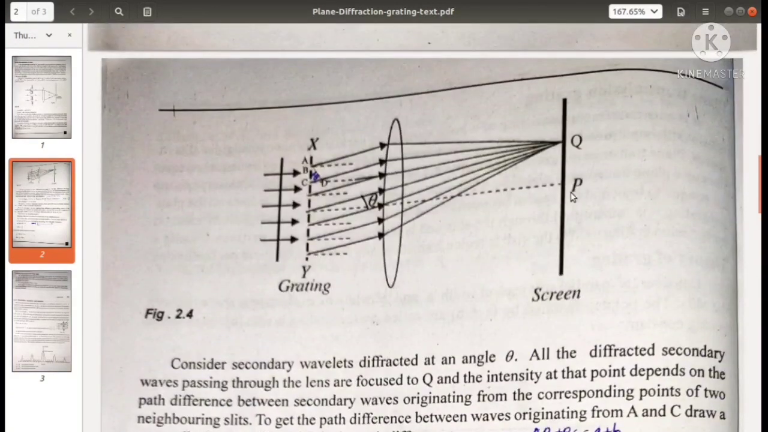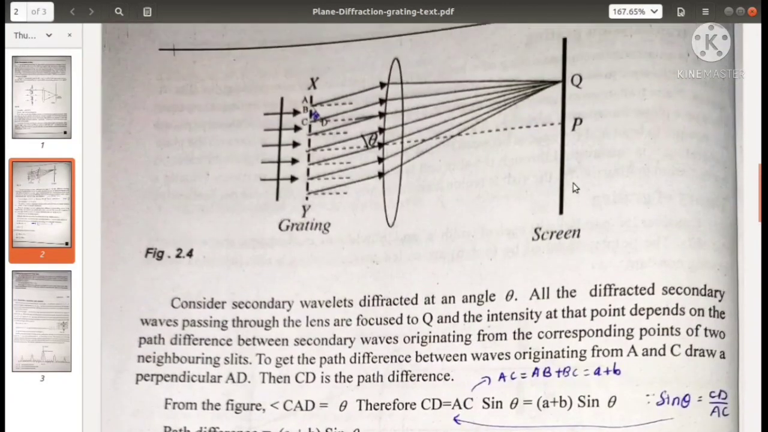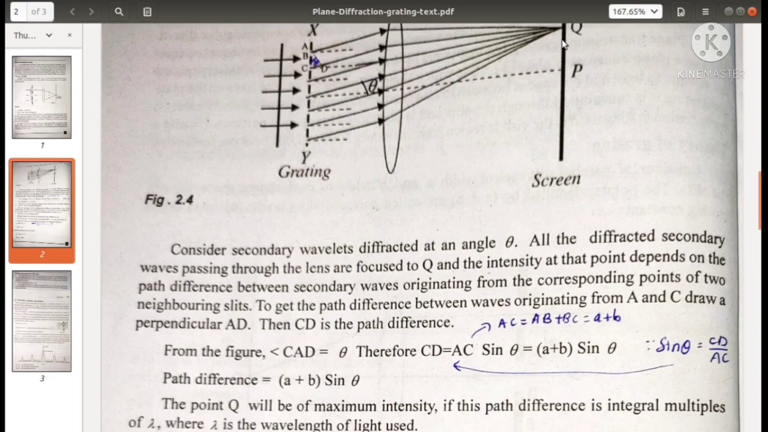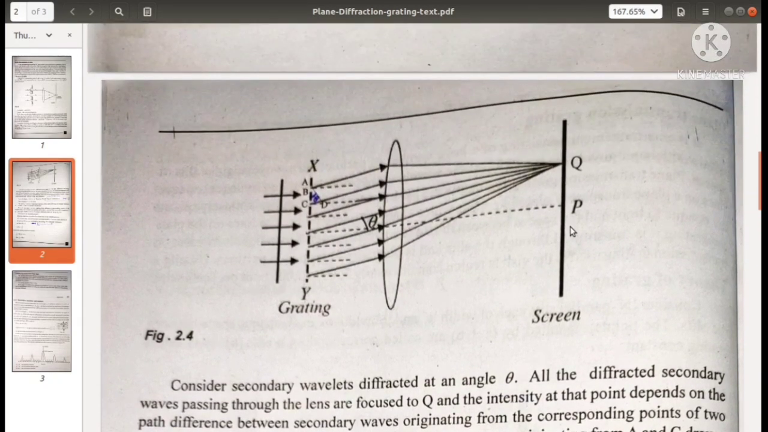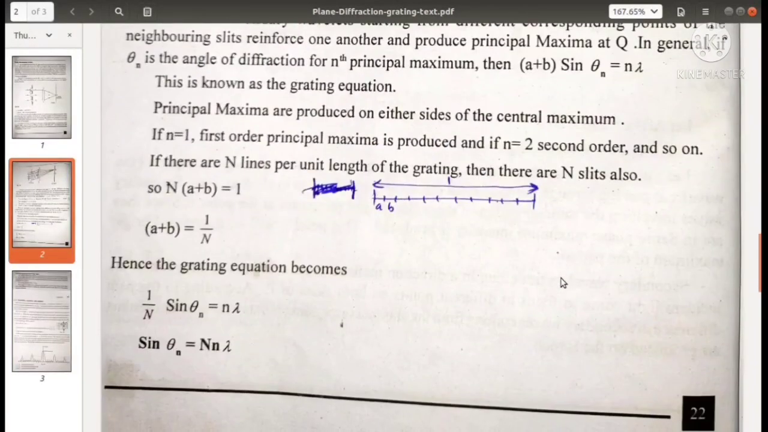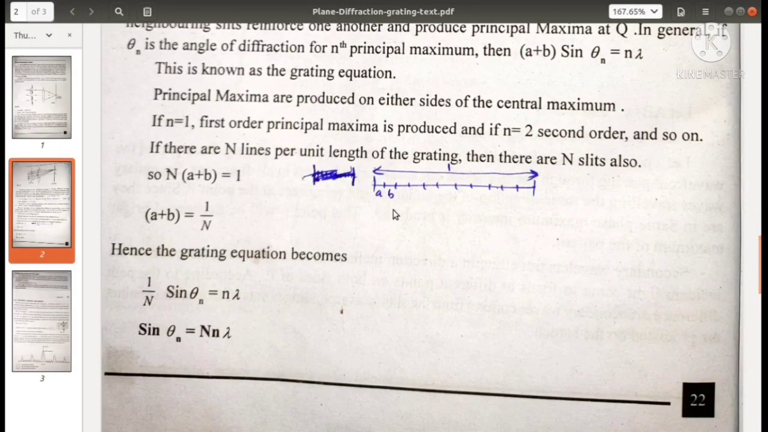Okay, so the central point is called central maxima, and this point represents the first principal maxima corresponding to n equal to 1, and another point beyond Q we will get the second order principal maxima, etc. And similarly on the lower side of P, we will get first order maxima, second order maxima corresponding to the values of n equal to 1, 2, 3, etc. And this equation is known as the grating equation. This is the grating equation.